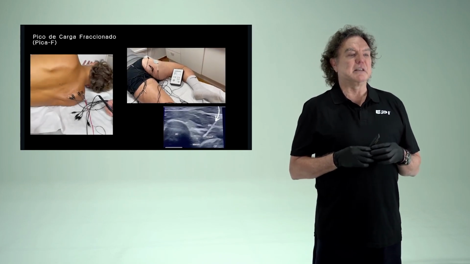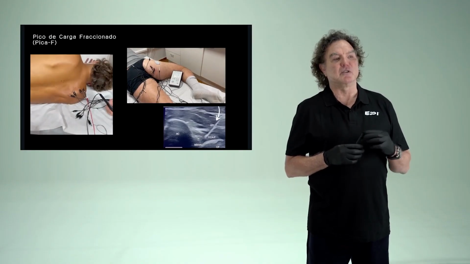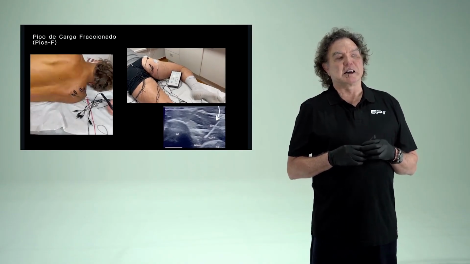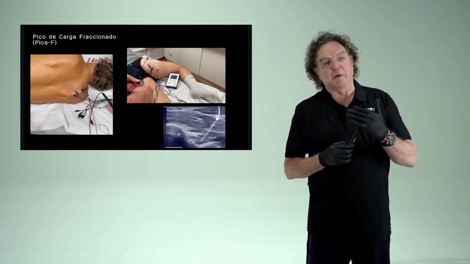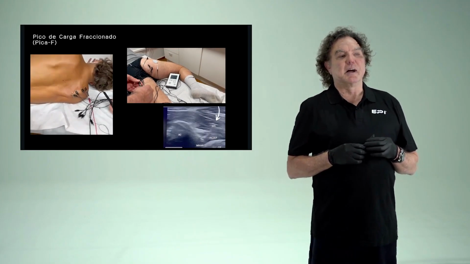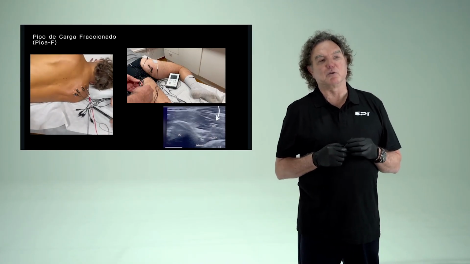Here we can see different examples of applying the charged spikes. In this case, we see in a winged scapula how we are applying these charged spikes with 4 needles along the entire path of the accessory nerve, the fibers of the middle trapezius, but also the dorsal scapular nerve.